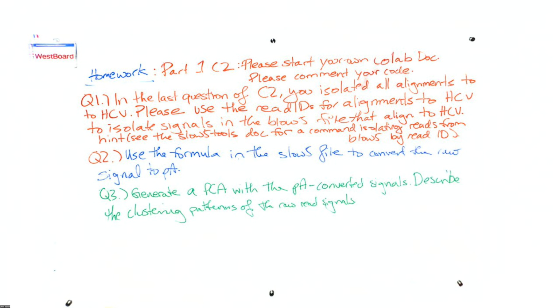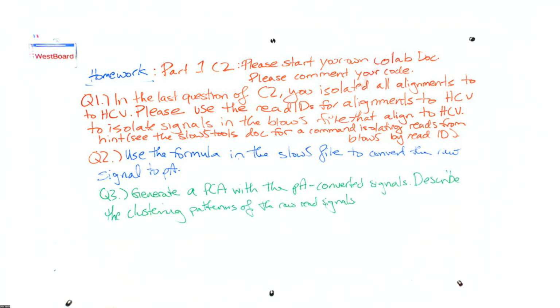Then in question 2, you're going to use the formula. There's a SLOW5 file specification, which you can also find in the notebook that's linked. In there, if you read through it, you'll find a formula, as suggested by the bonus, which allows you to convert the raw signal to pA. All of the information that you need in order to convert to picoamps is contained within the SLOW5 BLOW5 file, and the formula is contained in that documentation. So use that and write a script that will convert the raw signal to picoamps.